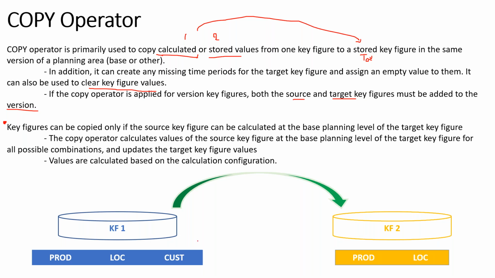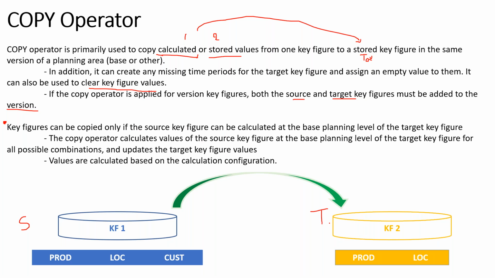So for example, you see there is this key figure one. This is our source and this is our target. Key figure one is at product, location, customer level. Key figure two is at product and location level, and you wish to copy from here to here. So what this is saying is that the key figures can be copied only if the source key figure, that is this, can be calculated at the base planning level of the target key figure.